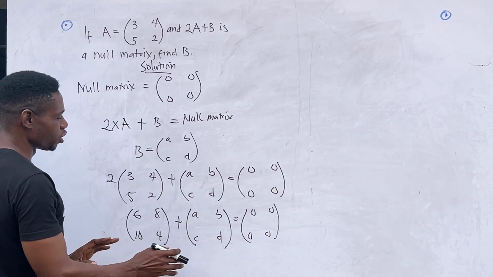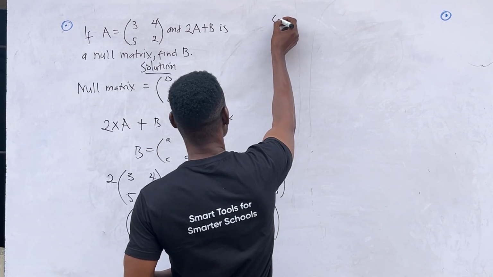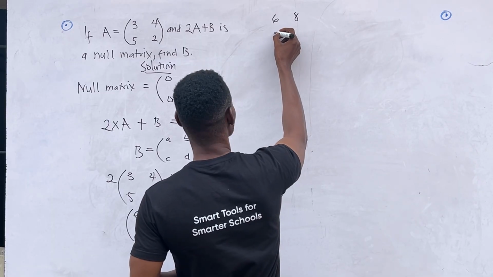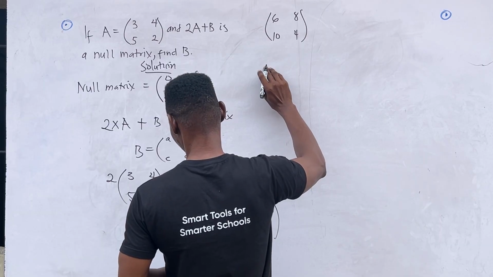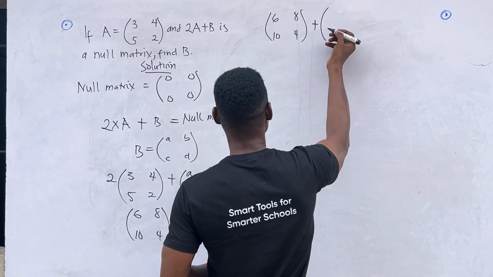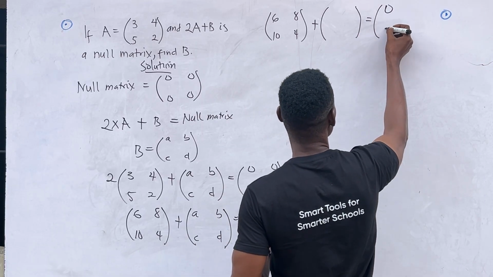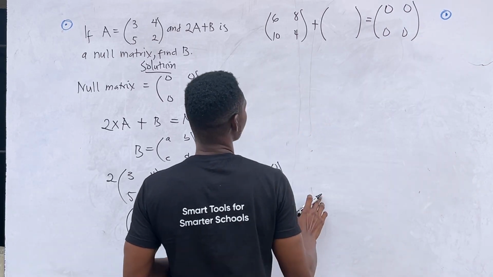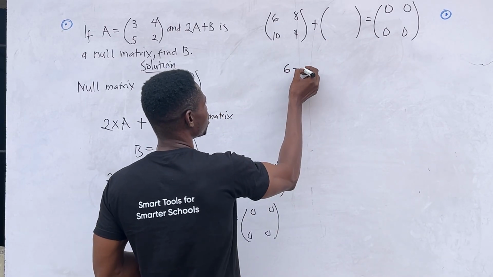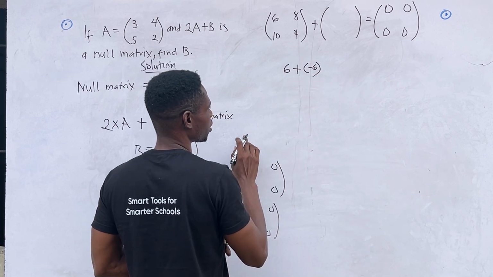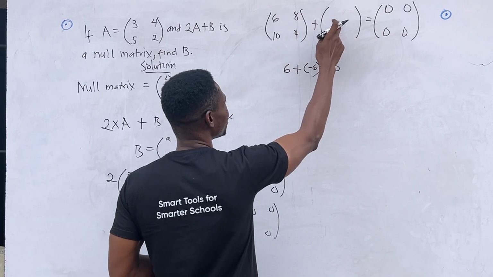Okay, so let's not even waste your time with the A, B, C, D. Let's go straight. So we have 6, 8, 10, 4, plus, I want to be a bit faster. You know, in exams, you have the luxury of time. So now the question is, 6 plus what will give us 0? So 6 plus minus 6, the additive inverse, will give us 0. So we're just looking for the additive inverse of all of these numbers to fill this matrix.